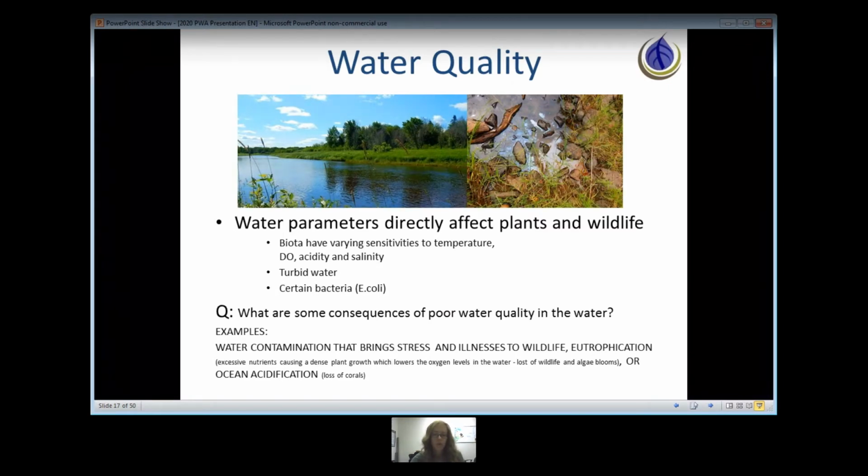So some examples of consequences of bad water quality in our waterways. We have water contamination that can bring stress and illnesses to our wildlife. Eutrophication, which is the excess of nutrients leaching into our waterways and having too many plants grow in certain areas, actually taking too much of the dissolved oxygen away from fish, for example.